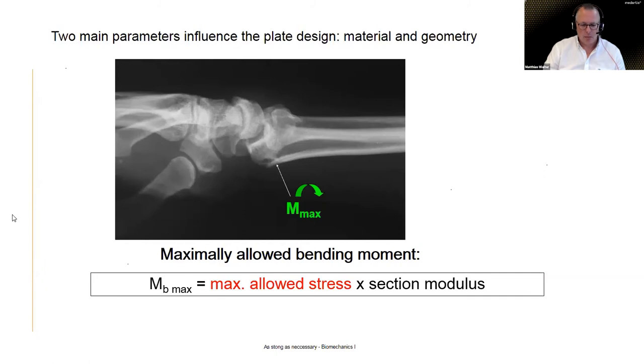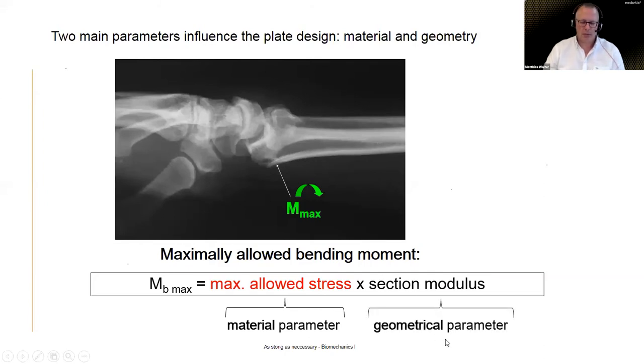Right. So maximally allowed stress times the so-called section modulus. Now, the maximally allowed stress is purely a material parameter. So depending if you use stainless steel, or titanium grade 1, 2, 3, 4, whatever, whereas the section modulus is purely a geometrical parameter. So is the implant broad and not very high, or is it very high and relatively narrow? These are the aspects that help us calculate the section modulus.